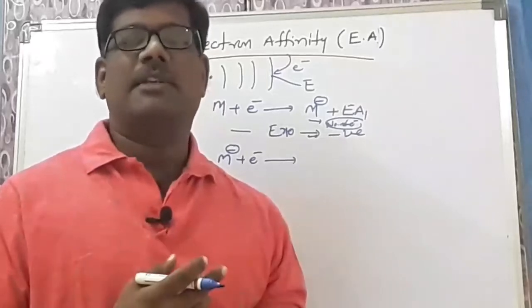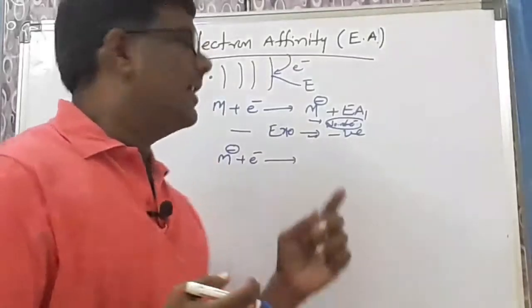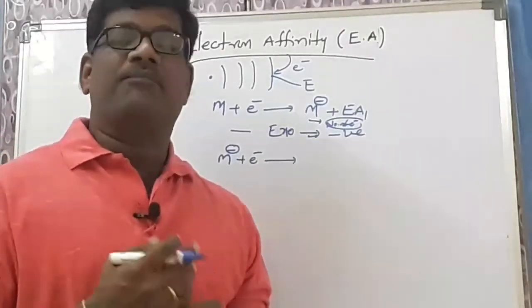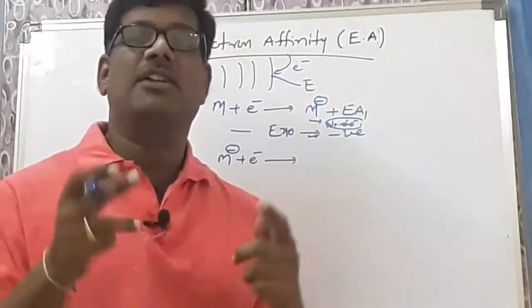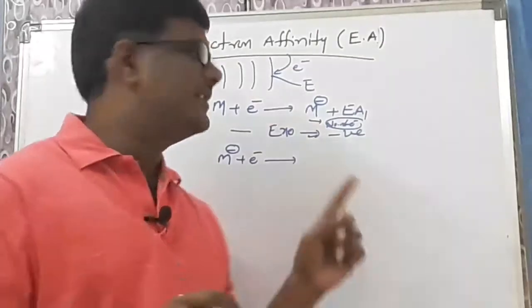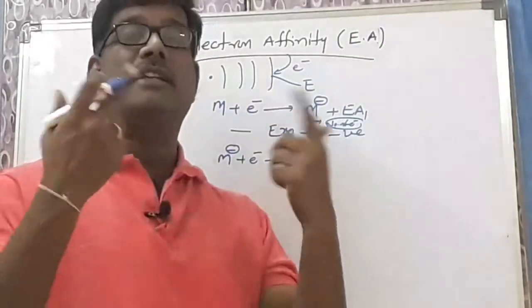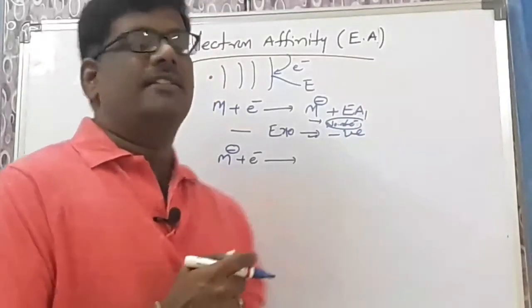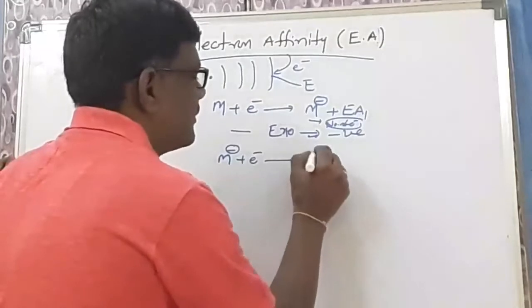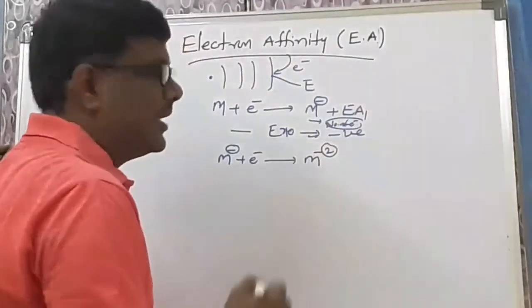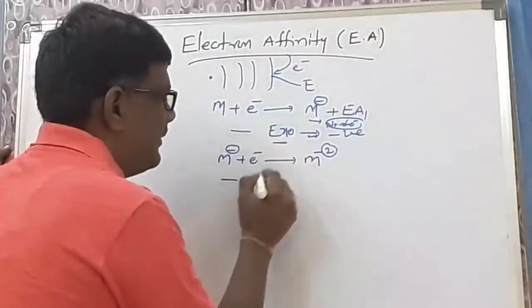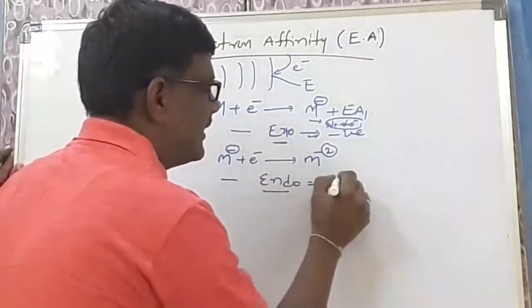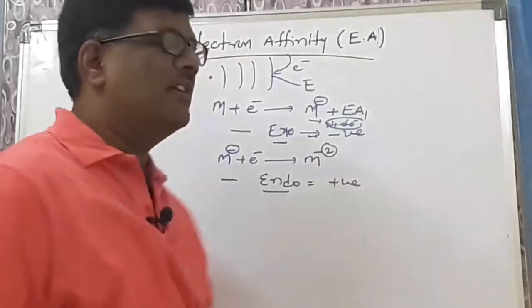According to our concept, electron affinity is nothing but energy released by adding the electron. But whenever a uni-negative ion is taken, to add another electron, you have to supply energy because repulsion is there and you are increasing the repulsion. To overcome this repulsion, you have to supply the energy. Whenever you supply the energy, it converts into M minus 2. Here, instead of an exothermic reaction, it becomes an endothermic reaction. For an endothermic reaction, delta H will be positive.